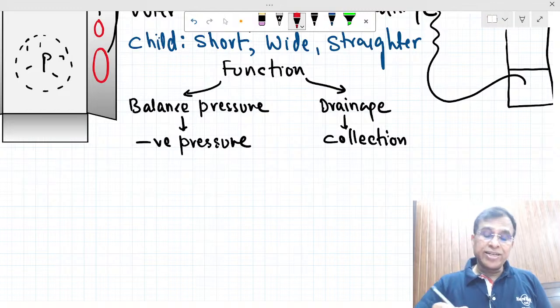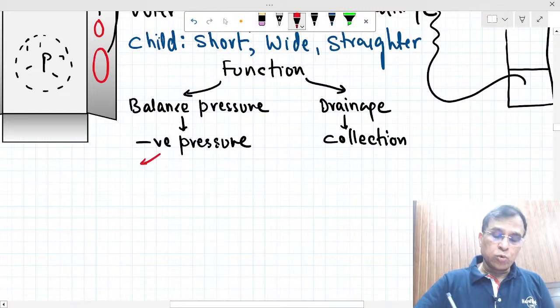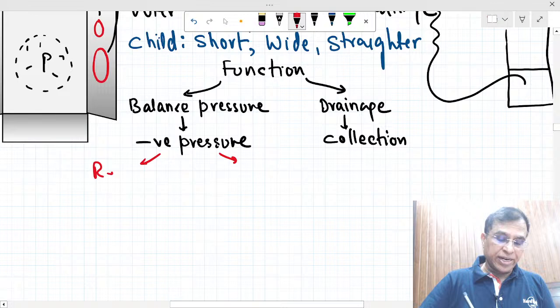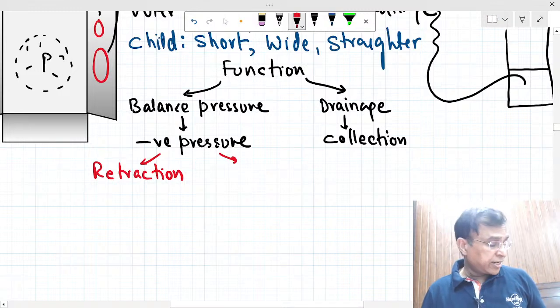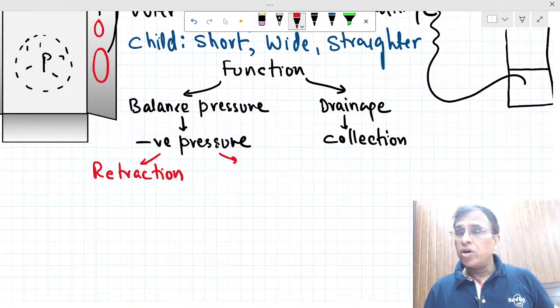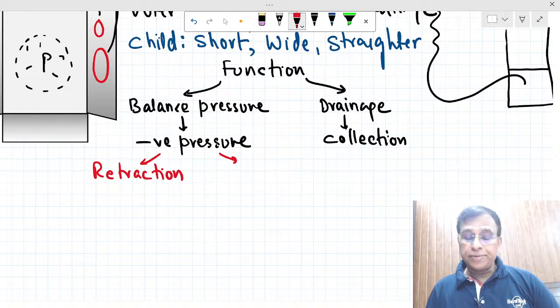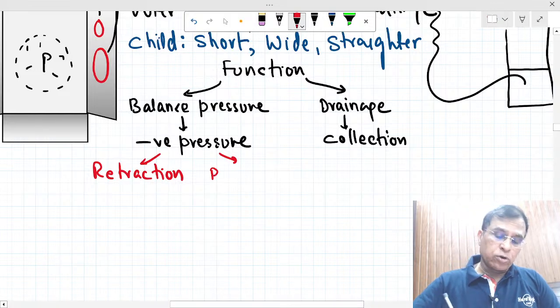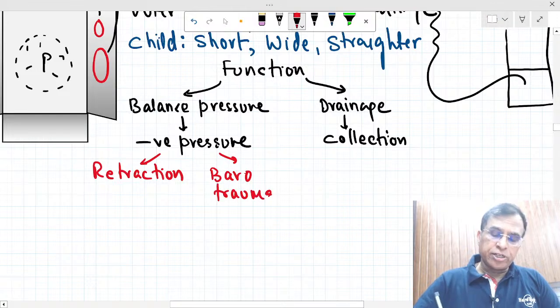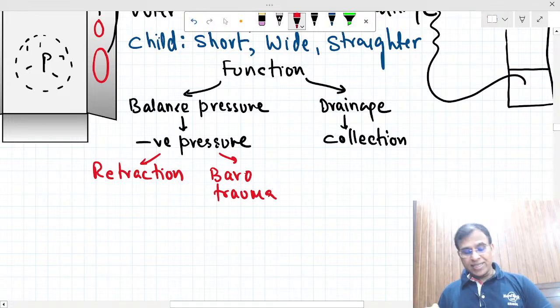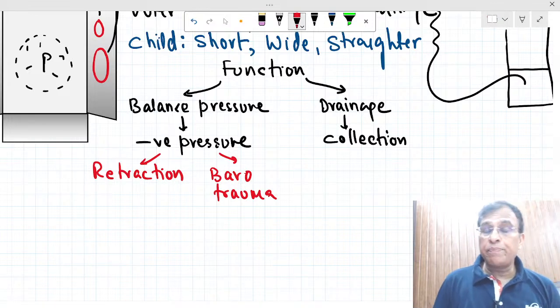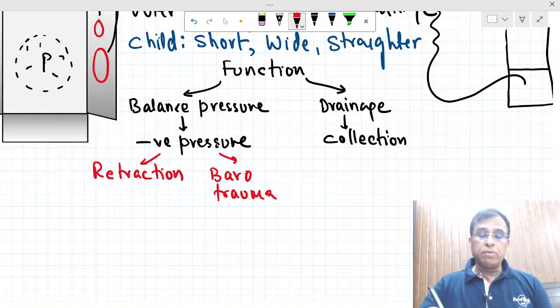Right? What does negative pressure do? It does two things. One, I told you, retraction of tympanic membrane. And retraction grading we discussed. We know grading is done by a person called SAD. All that we have done already. So we know that. But it can also cause barotrauma. Baro is pressure. Trauma due to sudden change of pressure. So in the flights, when you experience that ear pain or hearing loss, that is called barotrauma actually.